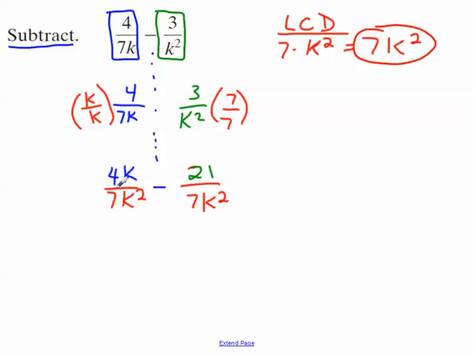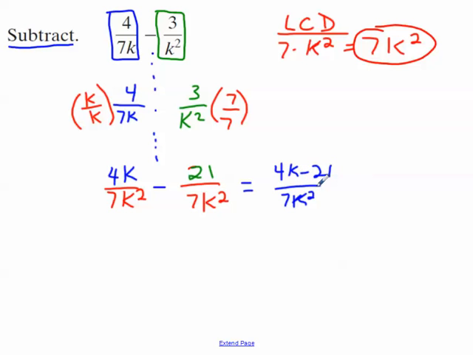And now we've got essentially like fractions, or fractions with the same common denominator. We can just add or subtract as appropriate. We're subtracting here, so this answer would be 4k minus 21 over 7k squared. And right now I'm going to play devil's advocate, and I'm going to say, well, with this solution, can I cancel the k? Can I cancel the k with the k squared? Or can I cancel the 21 with the 7?